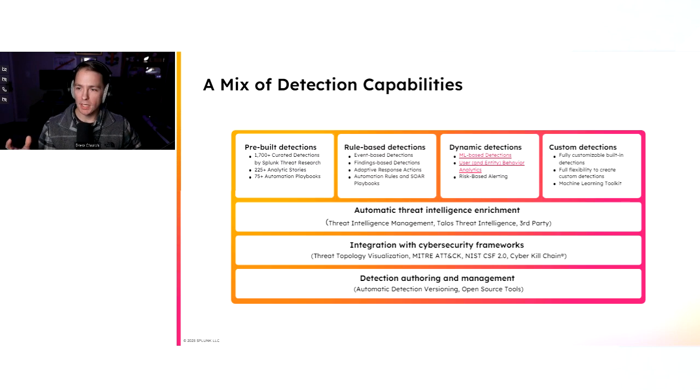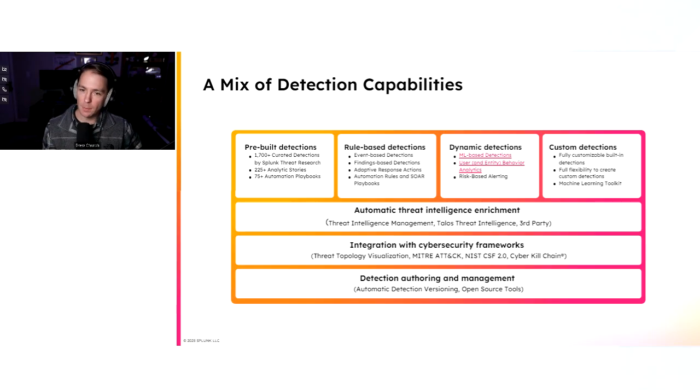So what does that look like in what we're delivering and have delivered throughout Enterprise Security 8 so far? Over 1,700 pre-built detections spanning 225 analytic stories and over 75 playbooks for SOAR. Rule-based detections, how are we taking and looking at rules? Event-based detections, what we formerly think of as correlation searches, those risk incident rules. If you're an RBA organization, we're morphing those and modernizing, making them easier to use, and finding-based detections. We continue to support adaptive response actions, but then also embrace SOAR playbooks and automation rules, and making sure we have a good capability there.